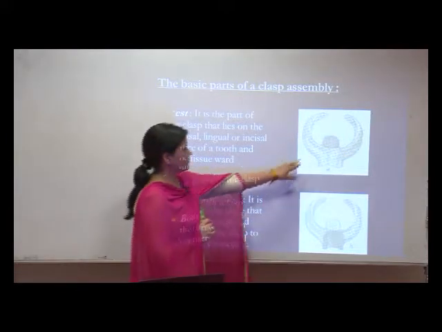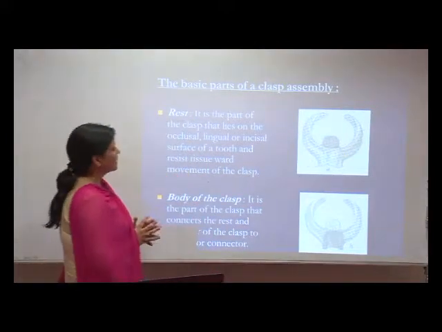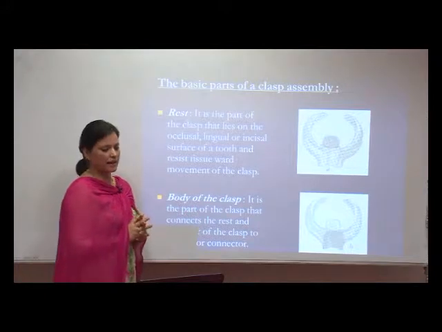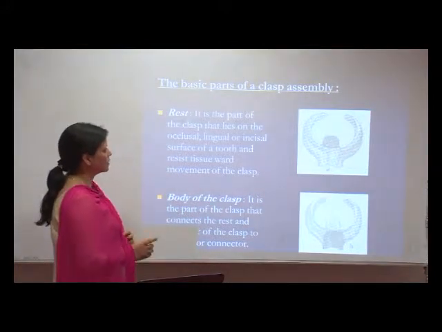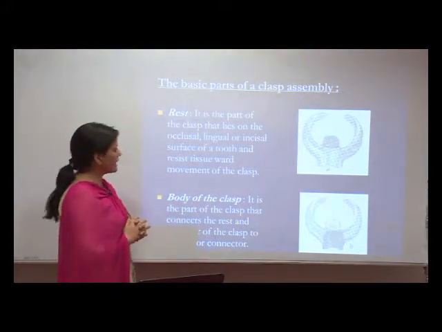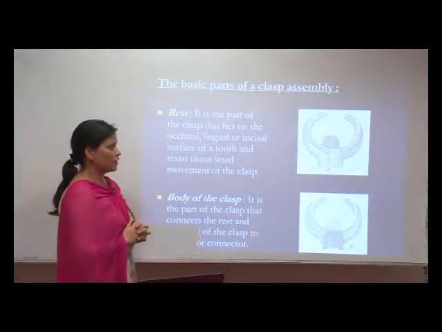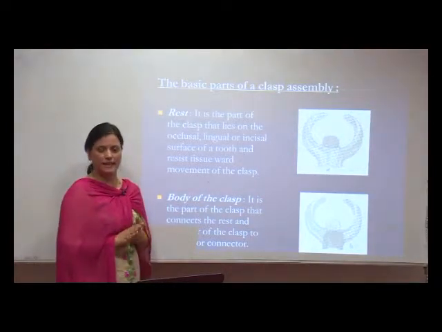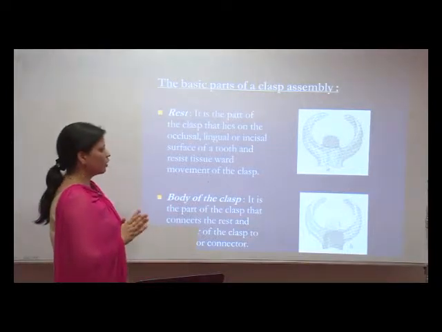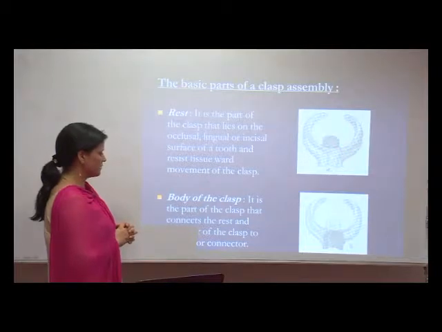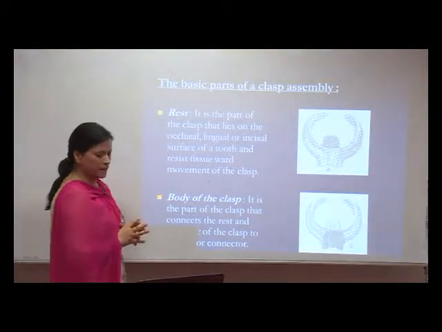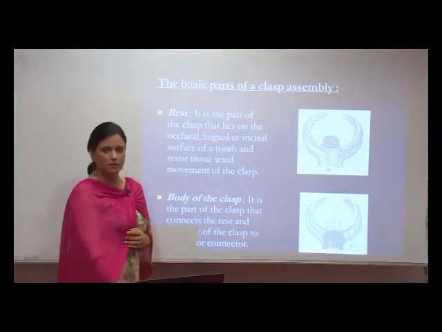We can see here, this is the rest seat. Rest, it is the part of the clasp that lies on the occlusal, lingual, or incisal surface of a tooth and resists tissue-ward movement of the clasp. So we have three types of rest: occlusal, incisal, or lingual. Body of the clasp, it is the part of the clasp that connects the rest and shoulder of the clasp to the minor connector.